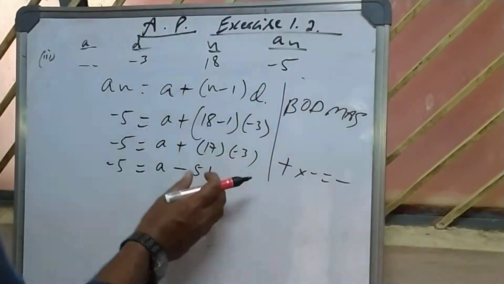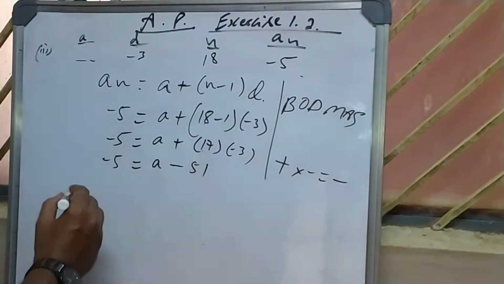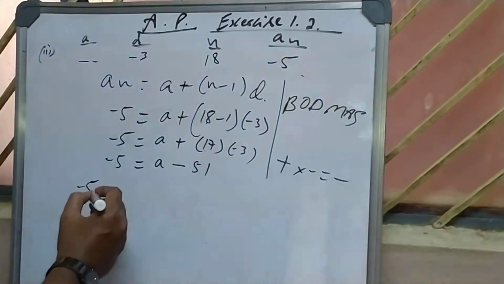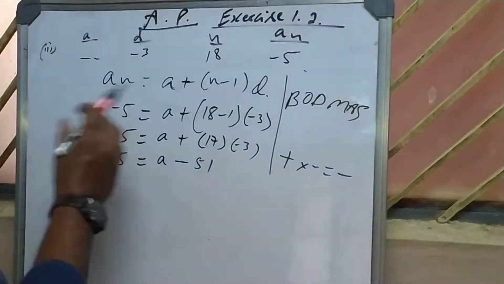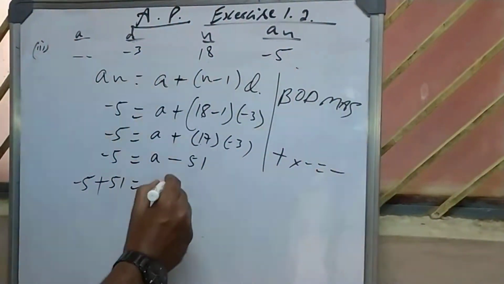Now this minus 51, I will send this side. It will become plus 51. So this will remain as it is. Minus 5 will remain as it is. This minus 51 will become plus 51 is equal to a.